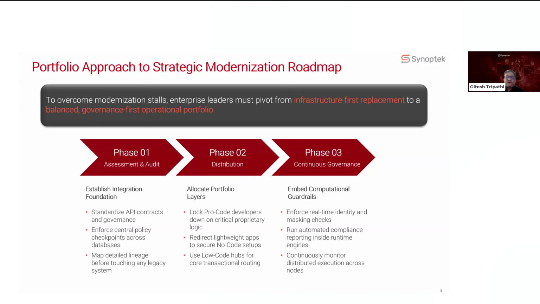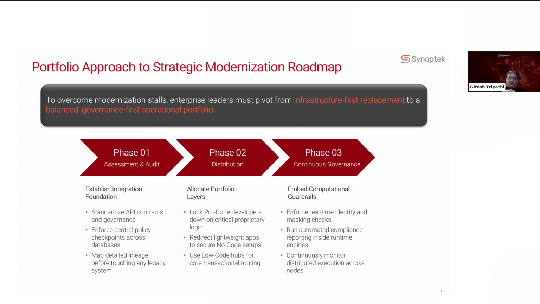It's a continuous thought process. So basically, you will have your ongoing operational posture, which you need to take into control. You embed computational guardrails directly into your runtime integration layers, enforcing real-time data masking, automating compliance logging, and ensuring end-to-end trace mapping on every network transaction.